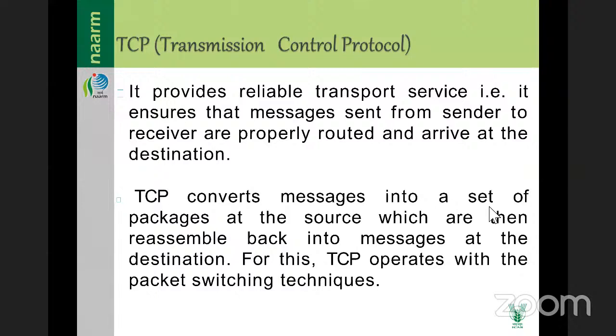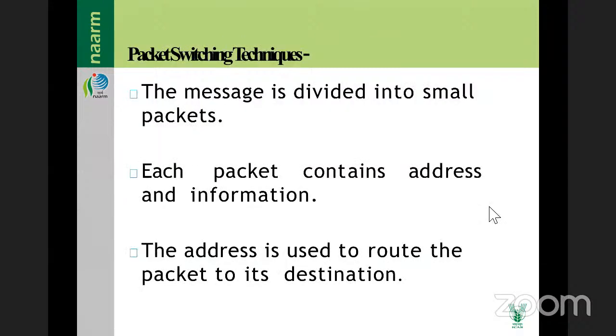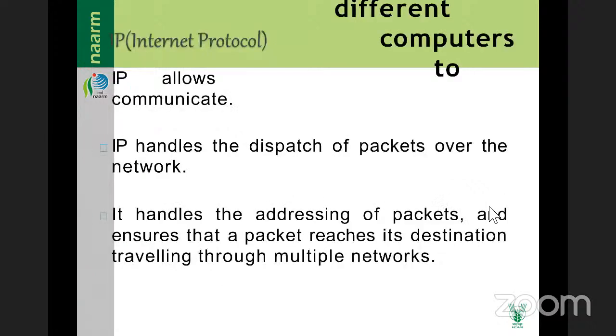Packet switching means we use different types of layers: application layer, transport layer, session layer, network layer. Each layer takes data into packets and segments. If we go deeper, you will know the different layers we use. In the packet switching technique, the message is divided into small packets. Each packet contains an address and information. The address is used to route the packet to its destination.